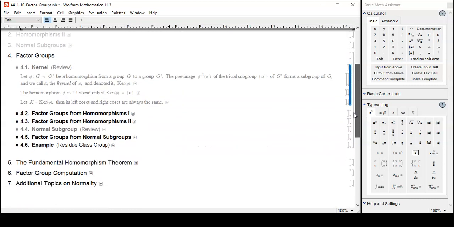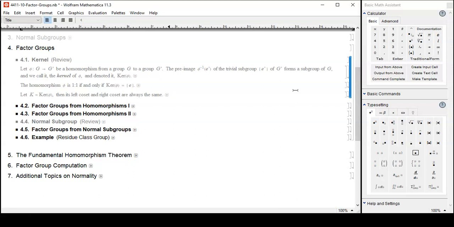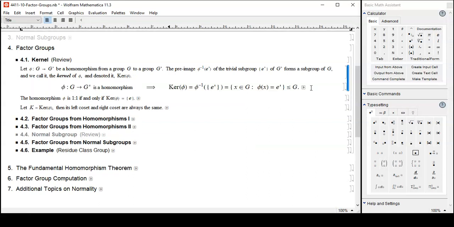Okay, all right. The first approach is using kernels. Here's a reminder. Let phi be a homomorphism from a group G to another group G prime. The kernel of this homomorphism is defined like this: the preimage of the trivial subgroup of the target group G prime. In other words, it's the set of all elements of G, the domain group, whose function value is e prime, the identity of the target group G prime. It's a preimage of a subgroup, so it's a subgroup of G.